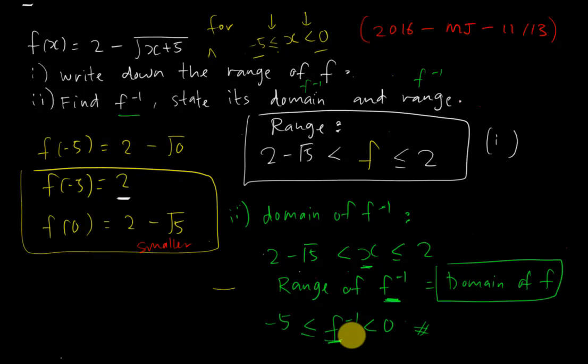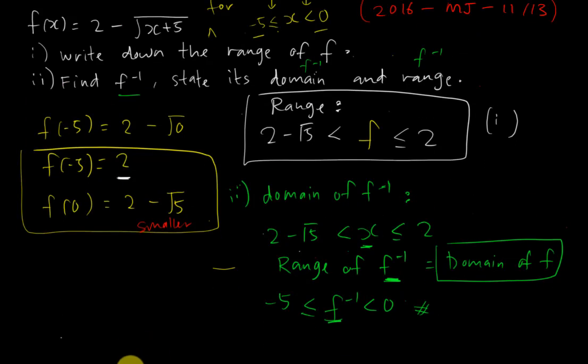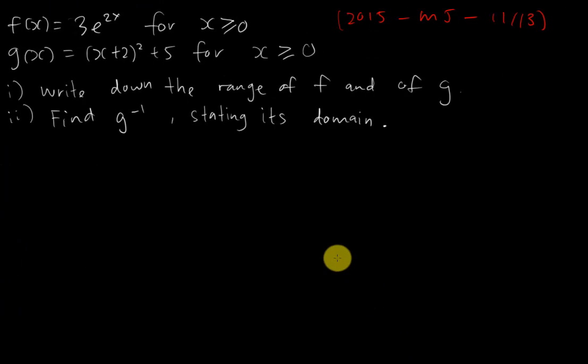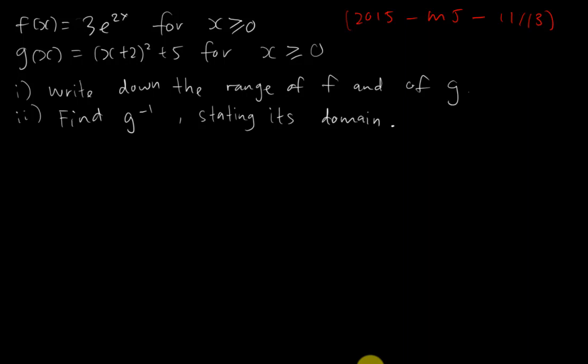So let's have a look at the last example. Okay, this question, f(x) is actually 3e to the power of 2x, where x is bigger or equal to 0. So when you see x is bigger or less or something like this, the first thing that comes into your mind, this is the domain, because somehow you will use it. And this one is the domain of f, and then this one will be the domain of g because it's g(x).